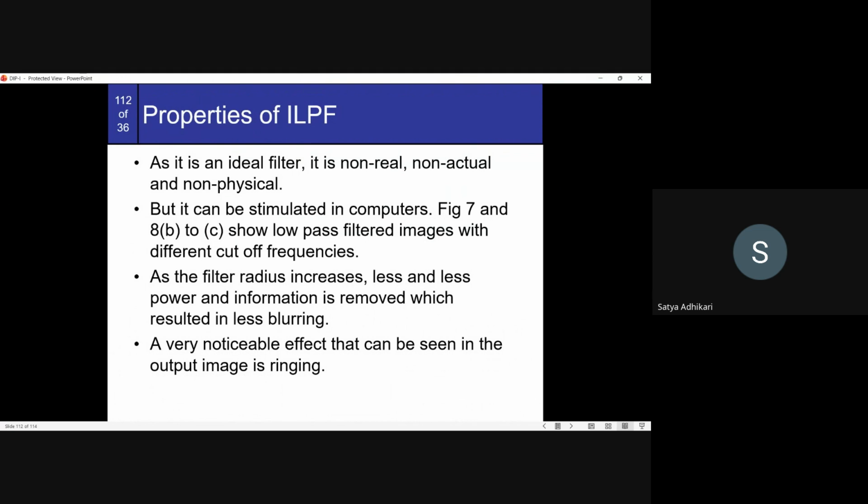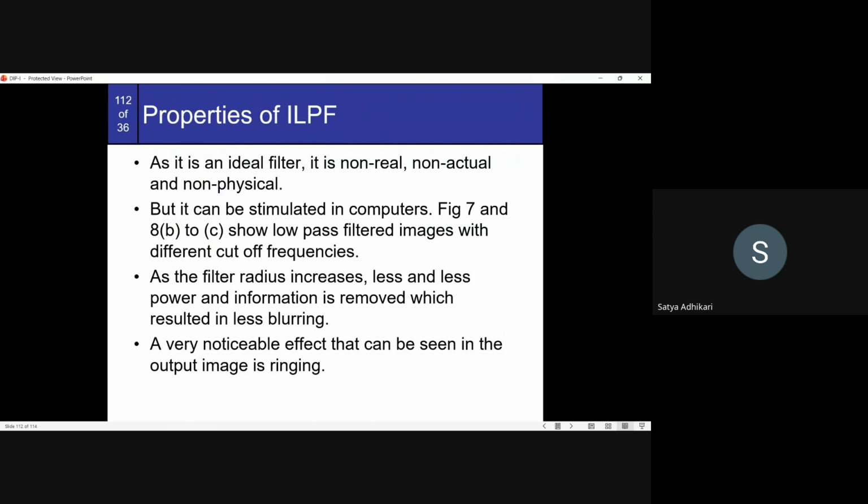Figures 8b to 8c show the low pass filtered image with different cutoff frequencies. As the cutoff frequency increases, less and less power and information is removed, which results in less blurring.